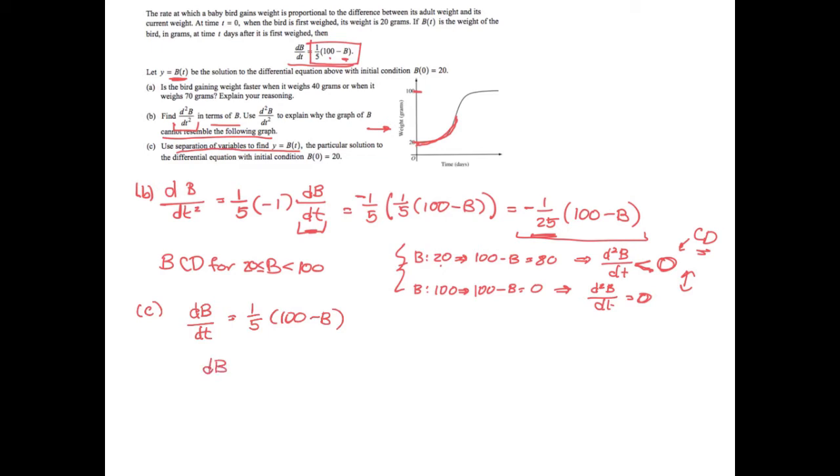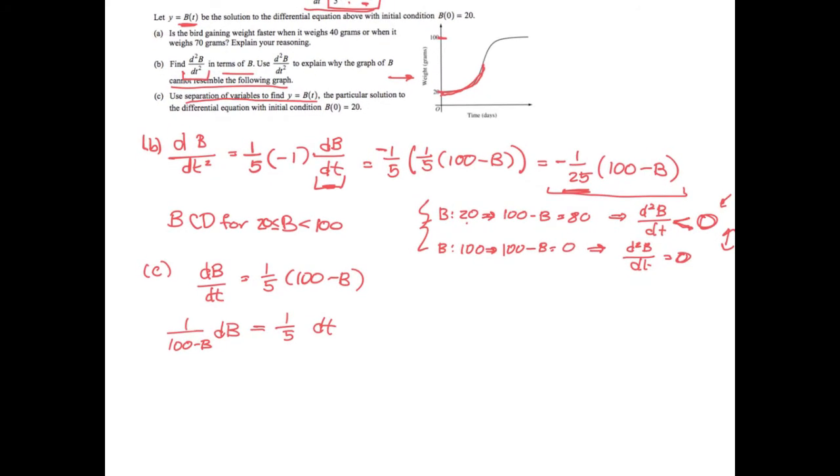So that's easy. 1/(100 minus b) is going to be on the left. And then on the right, well, I just have the 1/5 there. Just leave that constant over there. And now, because I'm separating the variables, I'm going to take the antiderivative of both sides. I'm going to figure out the antiderivative of 1/(100 minus b), because this is actually kind of a u-sub problem. u equals 100 minus b.